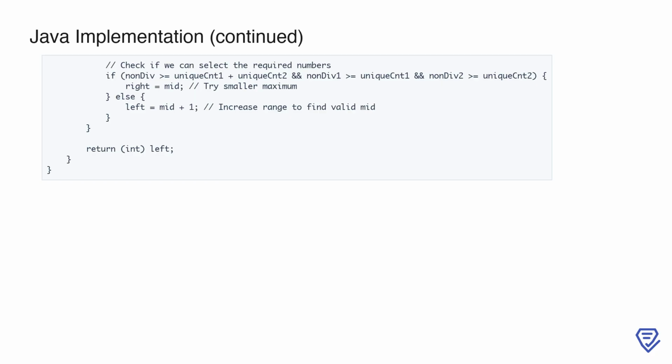Otherwise, we adjust the left boundary to mid plus 1, expanding the range to search for a higher mid value that satisfies the constraints. Once the loop concludes, left will point to the smallest maximum value that fulfills all the requirements. Finally, we return this value as an integer, completing the implementation of the solution.